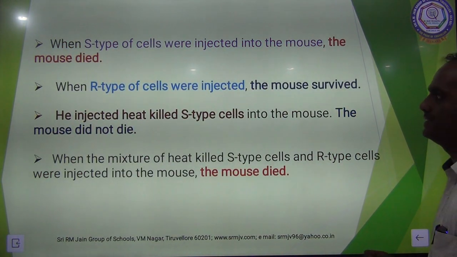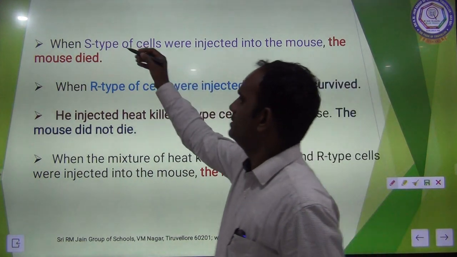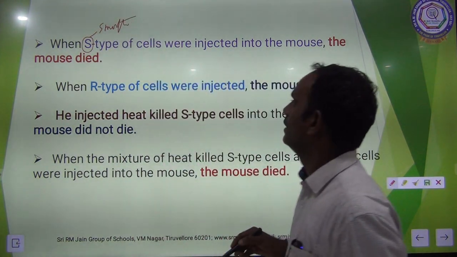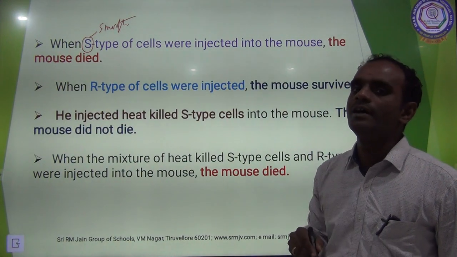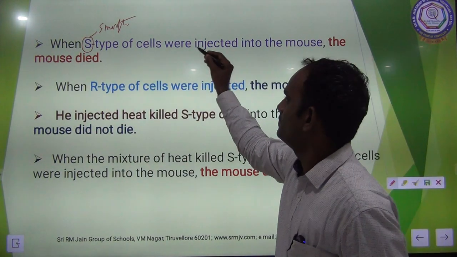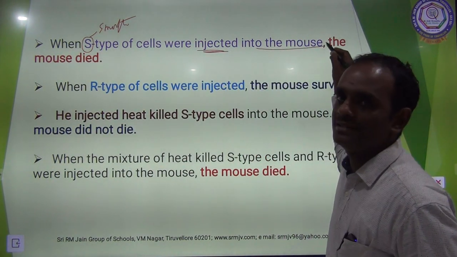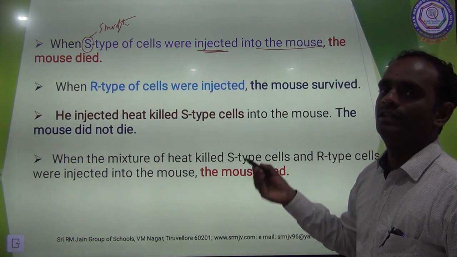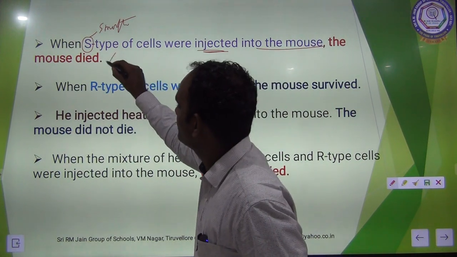When S type cells, S means smooth. Smooth, it is virulent, poison. So the S type cells were injected into the mouse. What will happen? The mouse died.